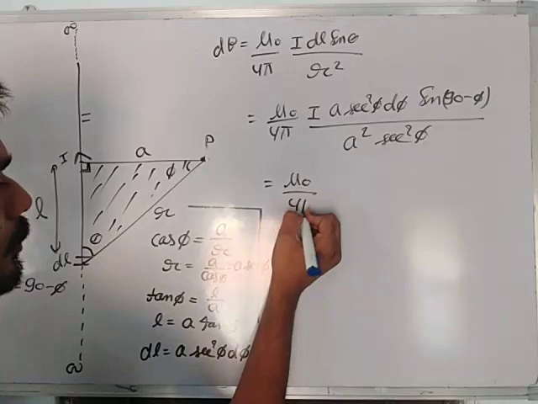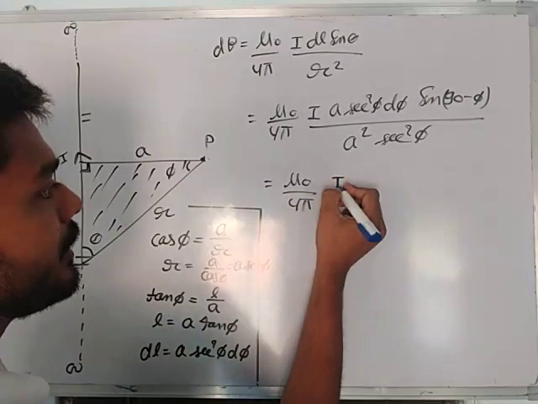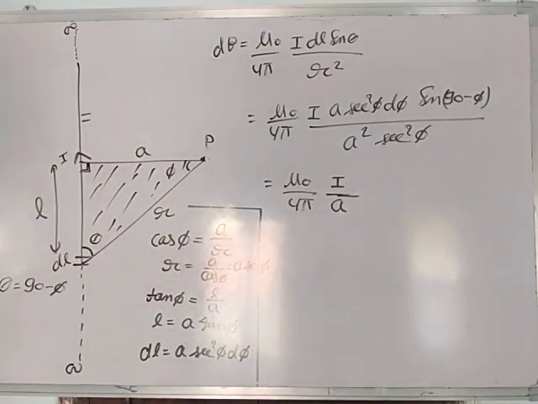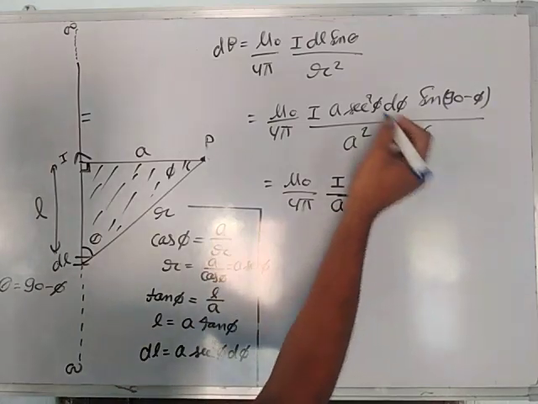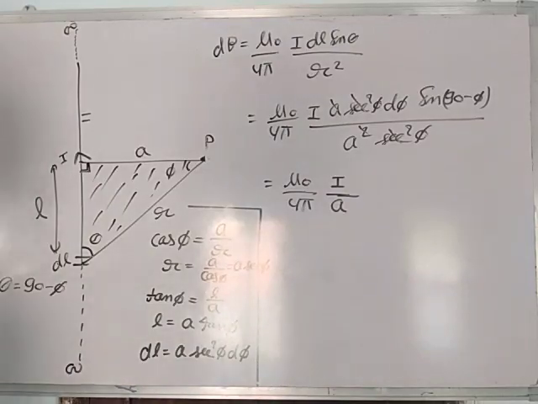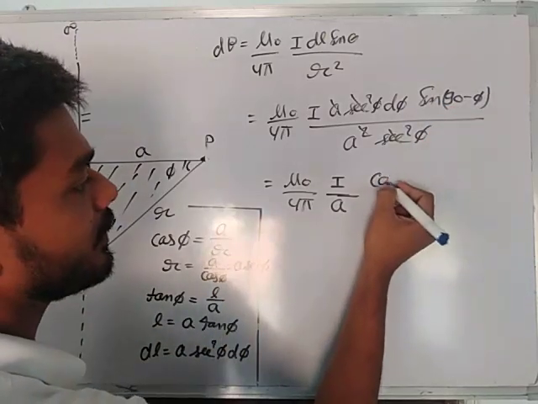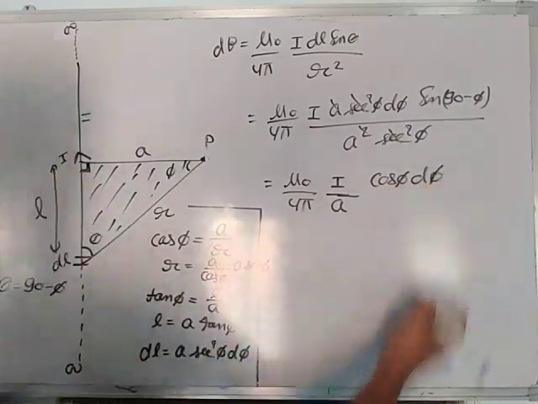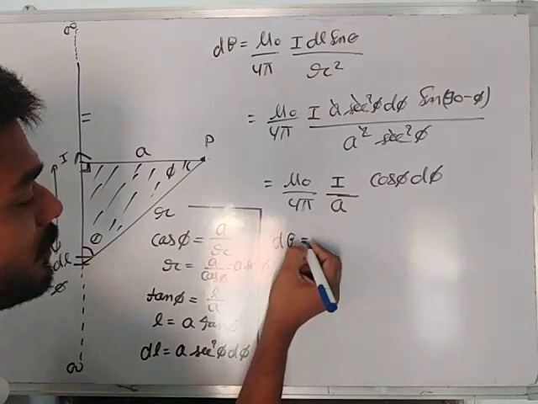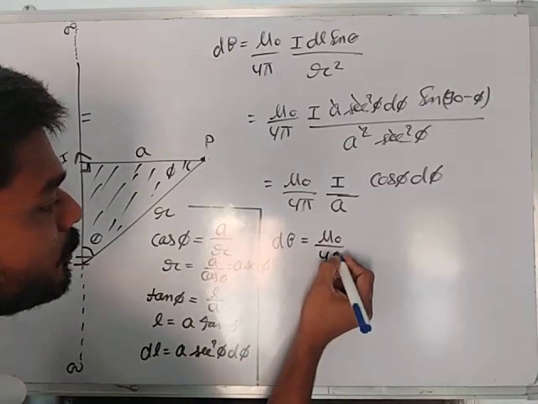Mu naught upon 4 pi, I by A. Students, you can see sec square phi will cancel out this sec square phi, and A will cancel out one. Then mu naught upon 4 pi, I by A, sin 90 minus phi, which is cos phi d phi. Sin 90 minus theta is equal to cos theta. You have studied in class 10th. dB is equal to mu naught upon 4 pi I by A cos phi d phi.